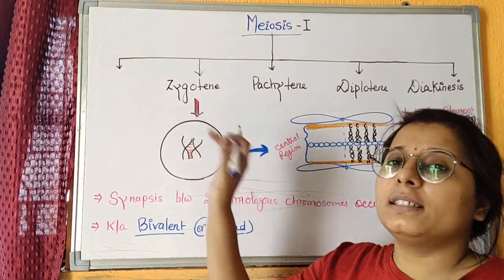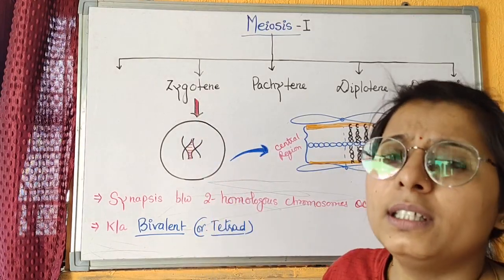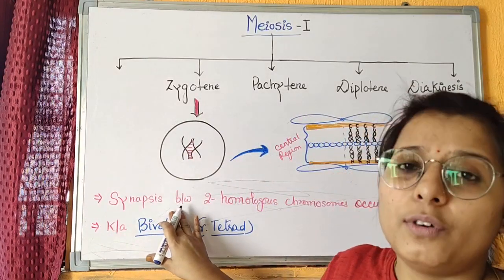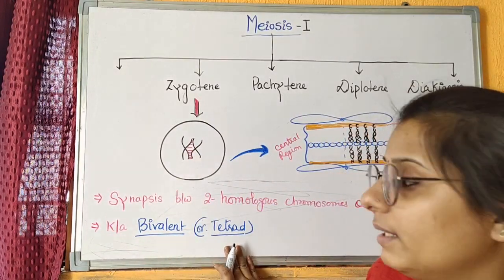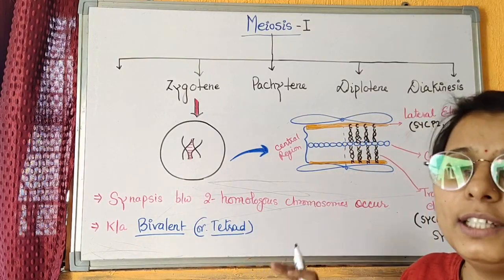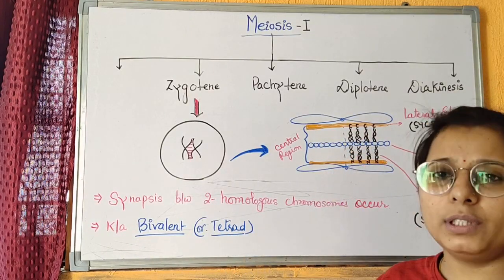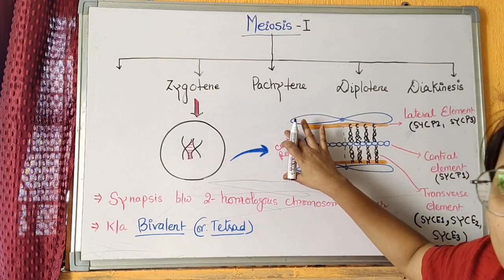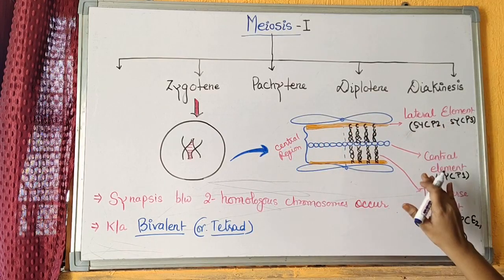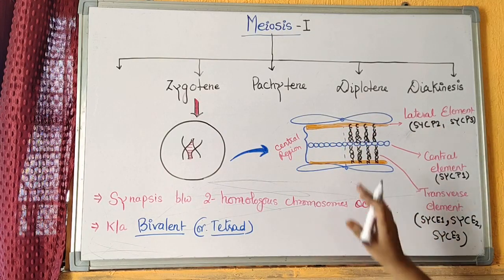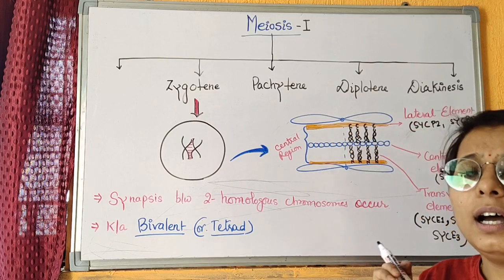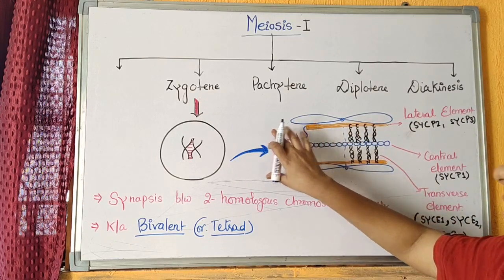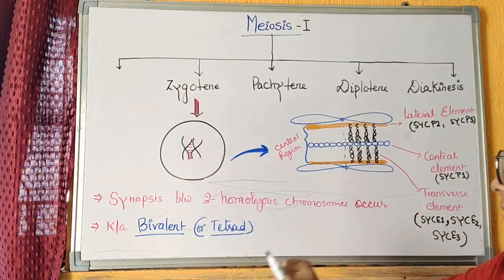The second stage is the zygotene stage, and in zygotene the synapsis of two homologous chromosomes occurs. The synapsis forms a bivalent or tetrad, and this tetrad structure is a very complex structure having a number of proteins. This synaptonemal complex has a central region and it is made up of lateral element, central element and transverse element. All these elements have synaptonemal complex proteins and these together form the central region of this homologous pair.